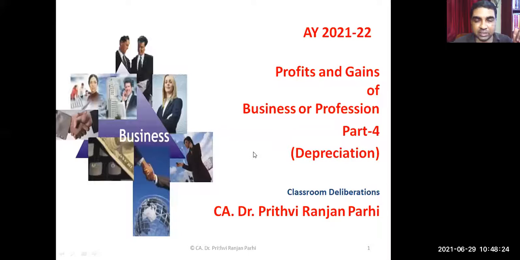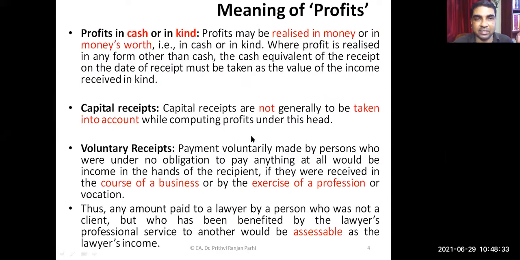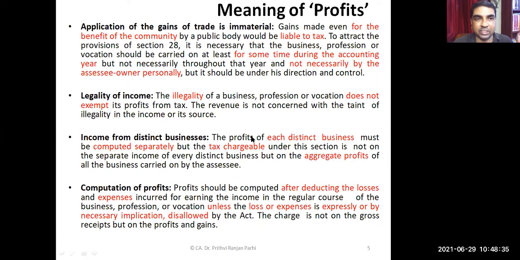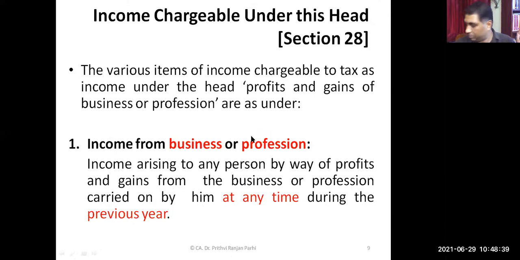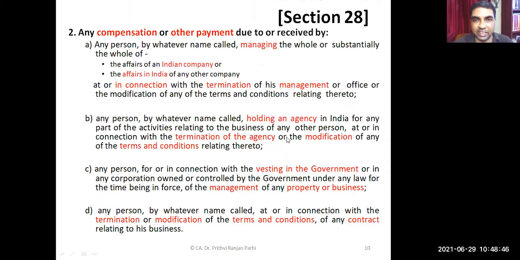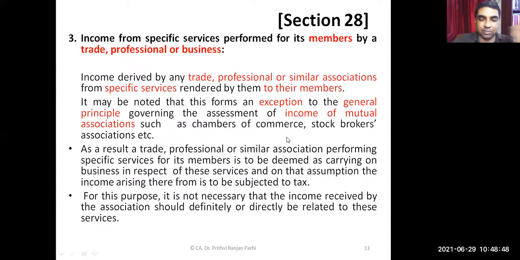As you know, the topic of profit and gains of business or profession started with section 28, and we have already seen the contents of section 28. There we have understood that these are certain incomes which are chargeable under this head. These are the list of certain incomes.